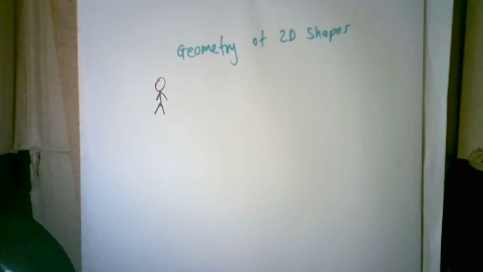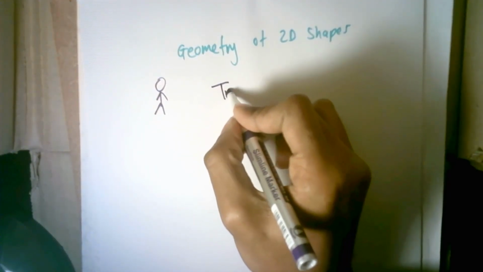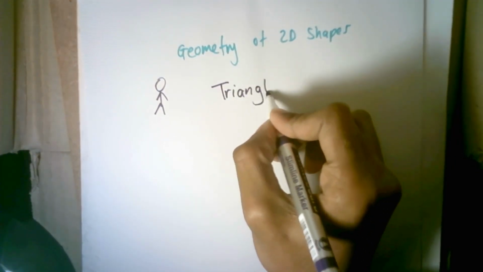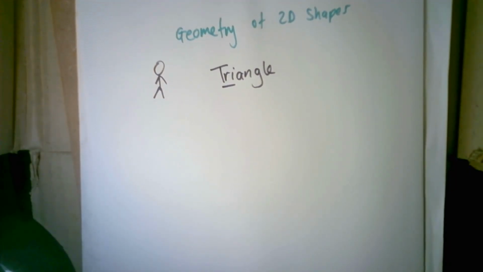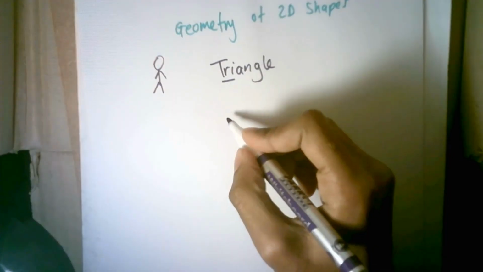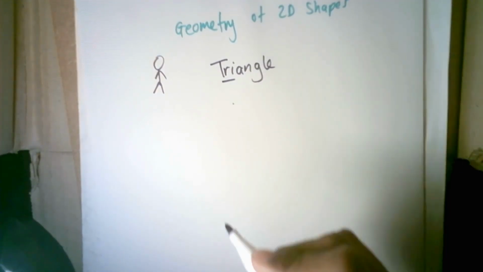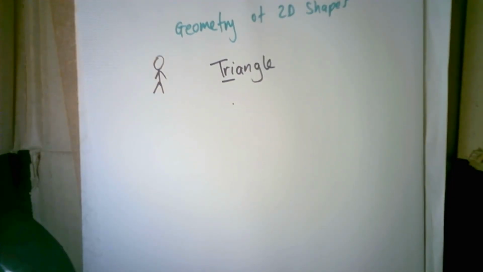So there are different two-dimensional shapes that we have in mathematics, and today we are going to focus on triangles. Now, as the name suggests, tri means three. So this is a polygon with three sides and three angles. Now I'm going to just look for my ruler so I can draw a nice straight line.